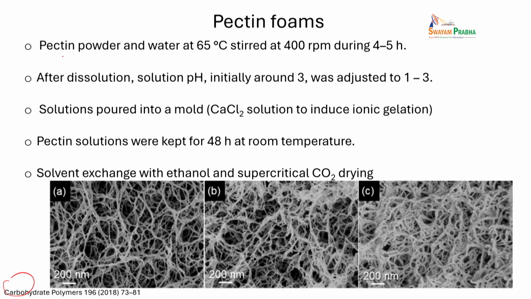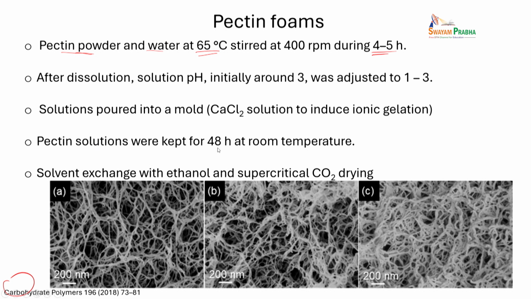So here what they have done is they have taken pectin powder in water at 60 degrees Celsius, and then they have stirred at 400 rpm over 4 to 5 hours for complete dissolution of pectin. After complete dissolution, the solution pH is adjusted to acidic condition, 1 to 3, and then the entire solution is poured into a mold, okay, silicon mold. And if you want, one can also add calcium chloride as a cross-linking agent to induce gelation.